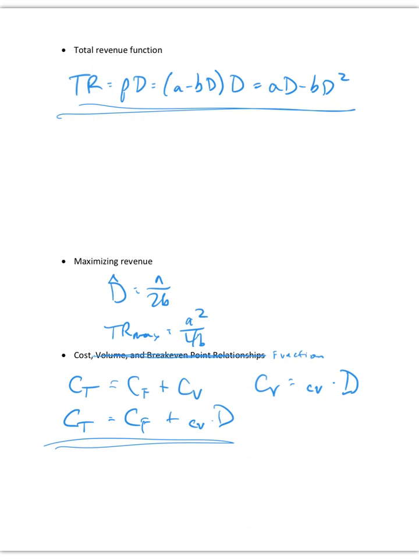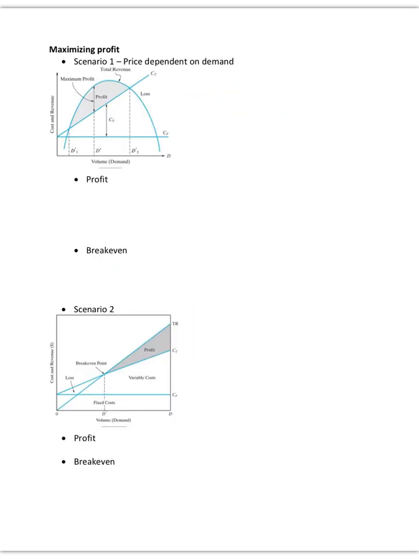And I also know how to optimize or maximize revenue. But companies don't usually care about maximizing revenue. They're not in the business of trying to maximize revenue. They're trying to maximize profit. Profit is going to be the difference between what you bring in, the total revenue, and what is going out the door, the total cost. So next page, we're going to start looking at that.